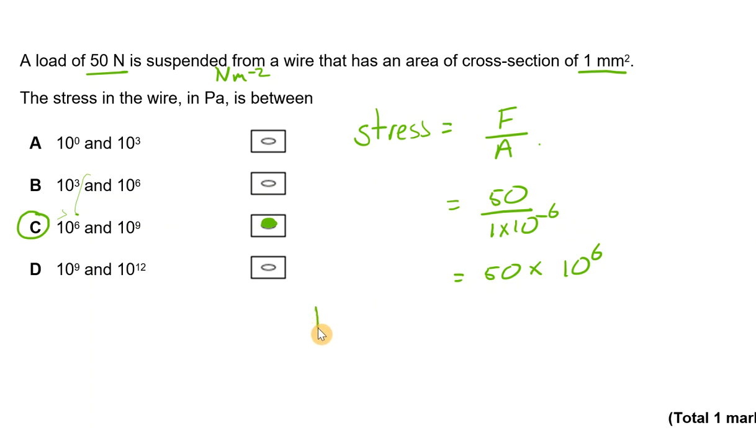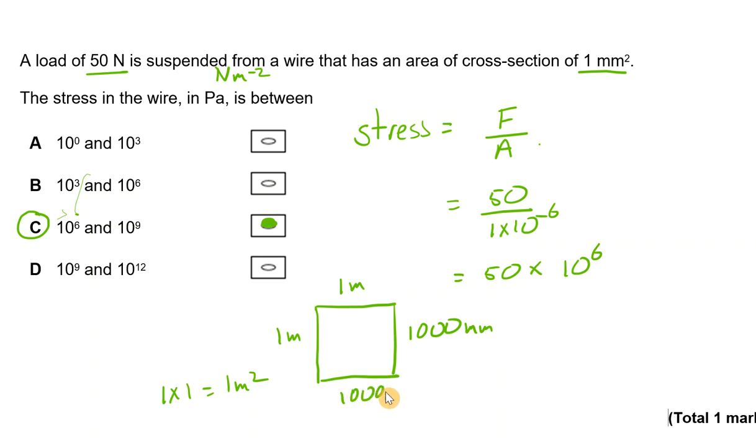Let's imagine we have a cube, and that cube is 1 meter by 1 meter. So it has an area of 1 times 1 meter squared. Now that's exactly the same cube has 1000 millimeters on each side. So its area is 1000 times 1000, or 1 million, or 1 times 10 to the 6 millimeters squared.